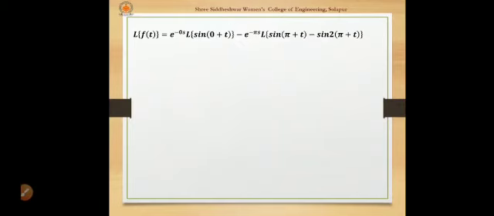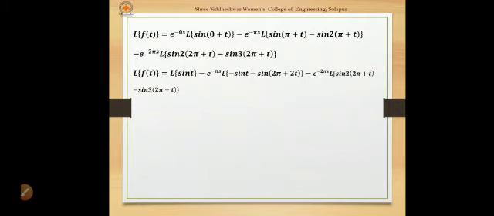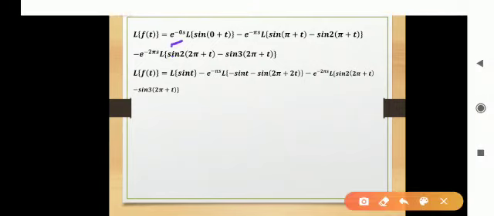So e raised to minus 0s L of sin of 0 plus t. We have written this step. Intentionally I have written the same step again. Now here in the first one, e raised to minus 0s, that is e raised to minus 0, that is simply e raised to 0, which is equal to 1. Sin of 0 plus t is simply sin t. So the first term is simplified to Laplace transform of sin t only.